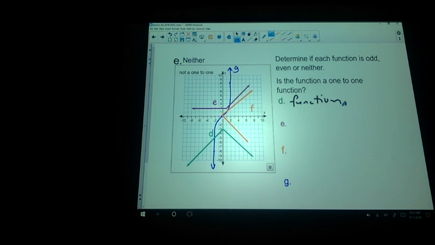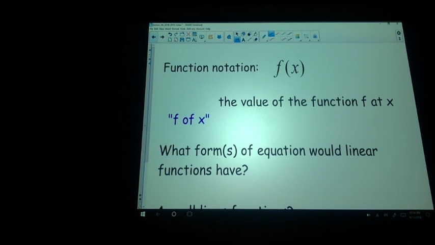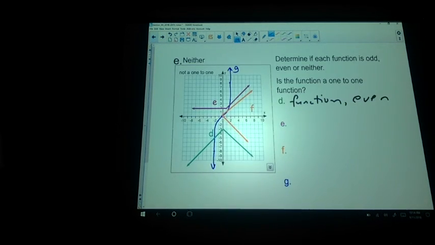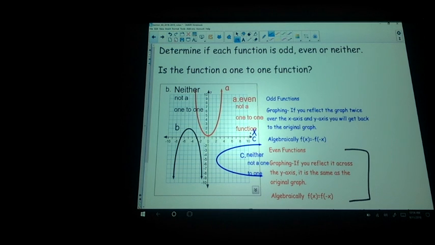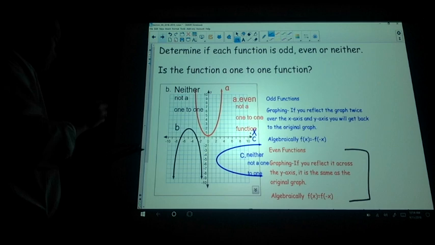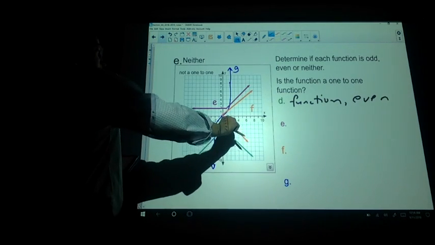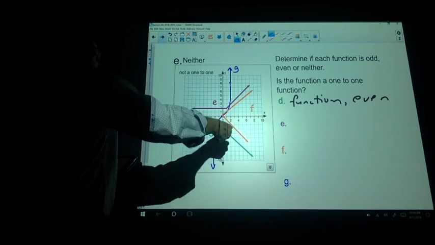Is it even or odd? Even. It's even because it's symmetric about the y-axis. The graph reflected across the y-axis is the same as the original graph. So if I flip this over, it does that.